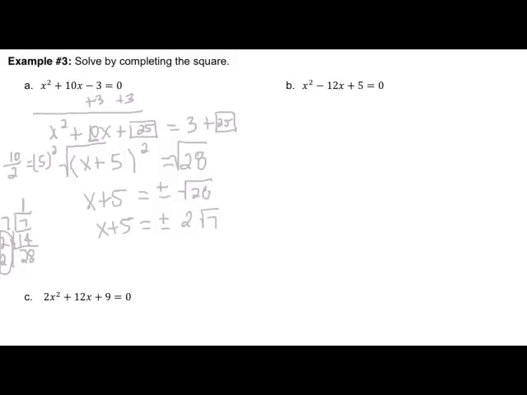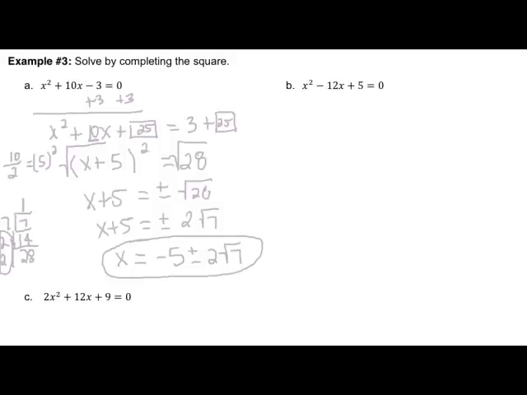And again, we want just x, so the last thing I need to do is subtract 5 from both sides. So x equals negative 5 plus or minus 2 square roots of 7. Now remember, our real part comes first, so that's why I wrote the negative 5 first, and then your radical comes second. So my final answer is x is equal to negative 5 plus or minus 2 square roots of 7.